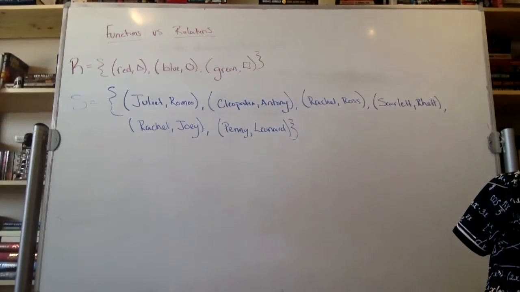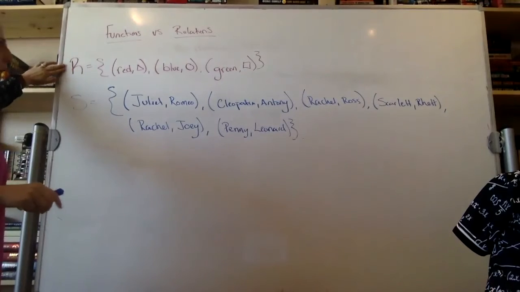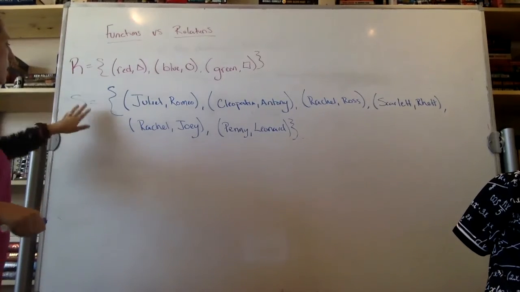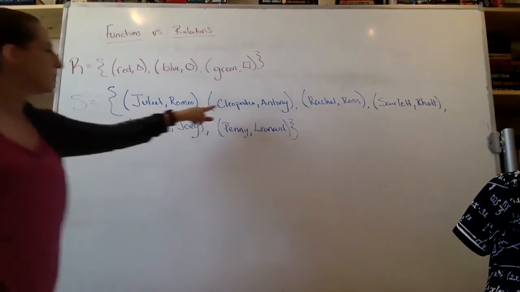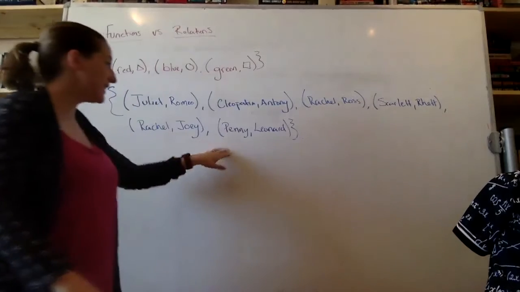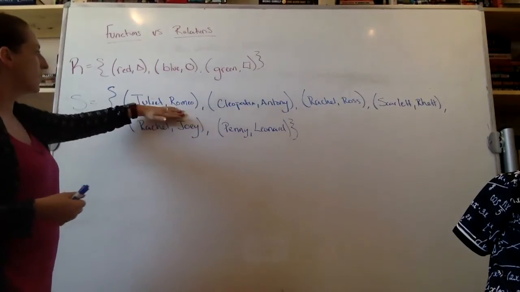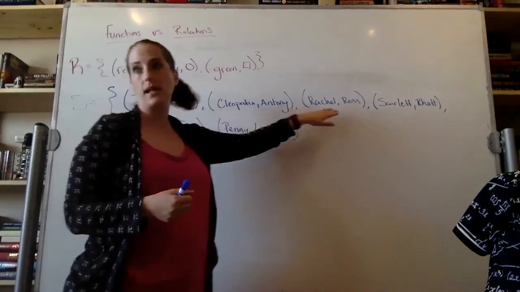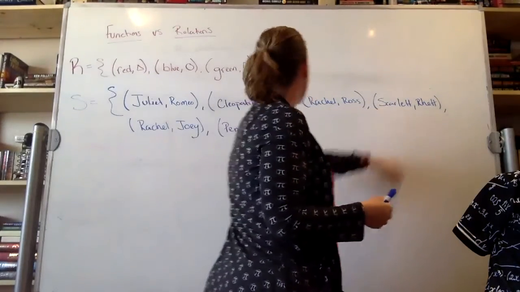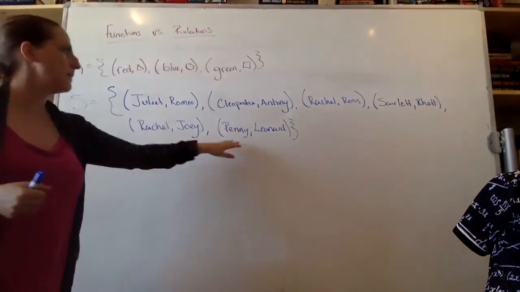Okay, so here's another relation. I've named this one S. I've kept R up here so we can continue to talk about it. The relation S consists of 1, 2, 3, 4, 5, 6 ordered pairs. Each ordered pair relates two things together. We've got Juliet and Romeo, Cleopatra and Antony, Rachel and Ross, Scarlett and Rhett, Rachel and Joey, Penny and Leonard.